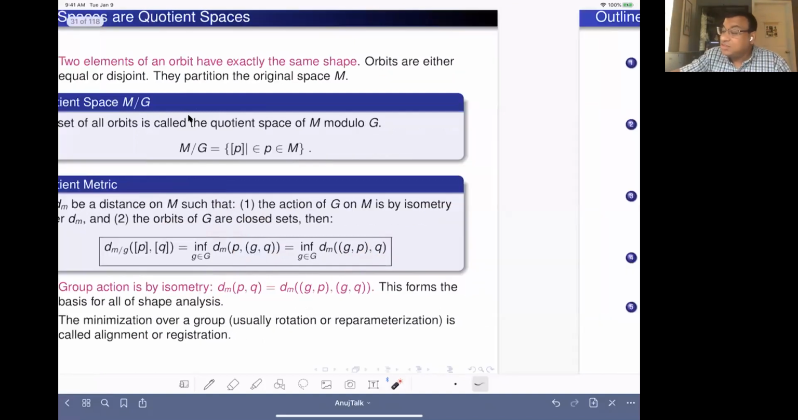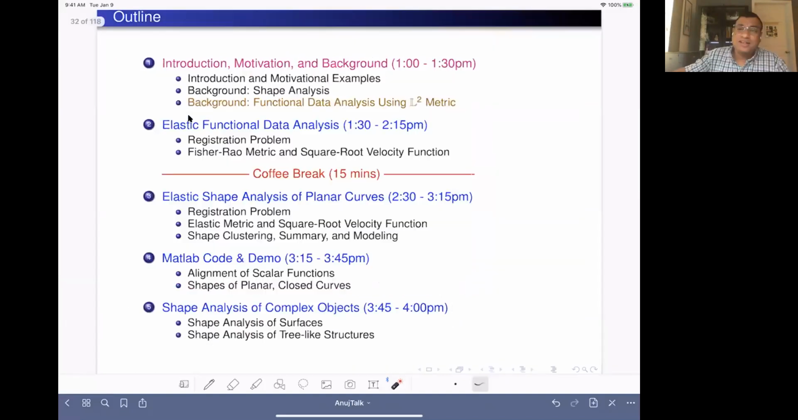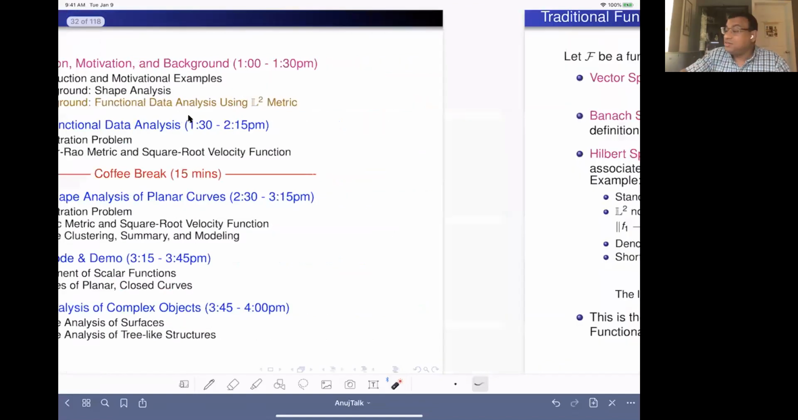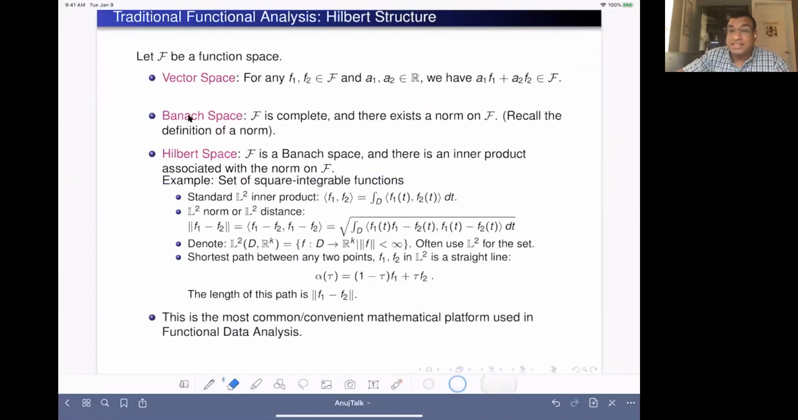All right, so this was a little bit of background. I'm running a little bit behind time, but that's okay. I want to make sure that I get these backgrounds clear. I can skip some other material later on. So the third part that I want to talk about in the introduction is the history of functional data analysis, a little bit more details.